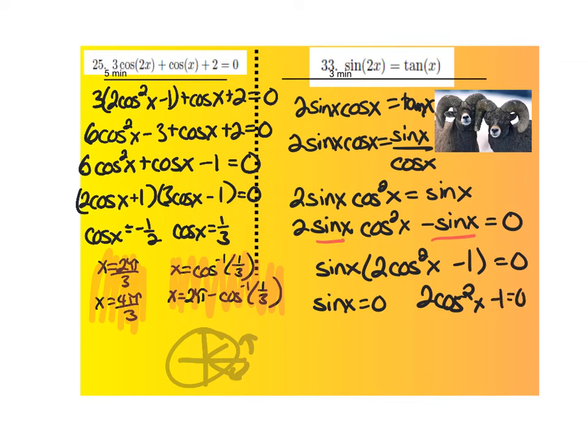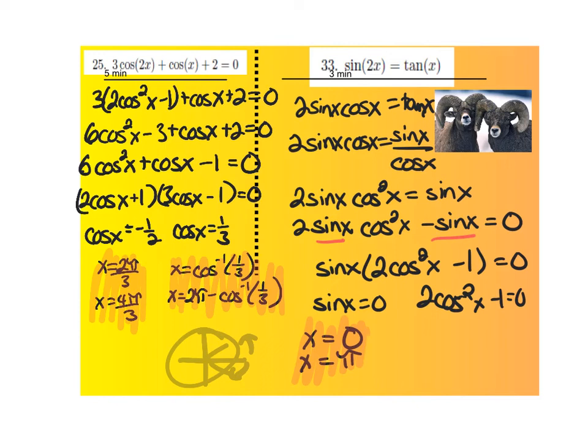So sine of x is equal to 0 at 2 places. It's equal to 0 at 0 and pi and 2 pi. At the top of the slide it said 0 to 2 pi, not including 2 pi, so I'll just do 0 and pi for the left side.